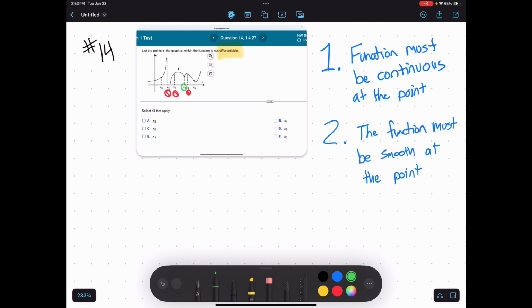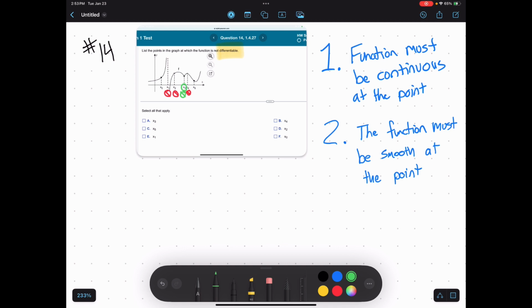Because I can't draw a tangent line, I can't find the slope of the tangent line, which means I can't find the derivative. So my derivative would also not exist at x3. So let's look at my last 2 points, x0 and x5. Is my function continuous at those points?